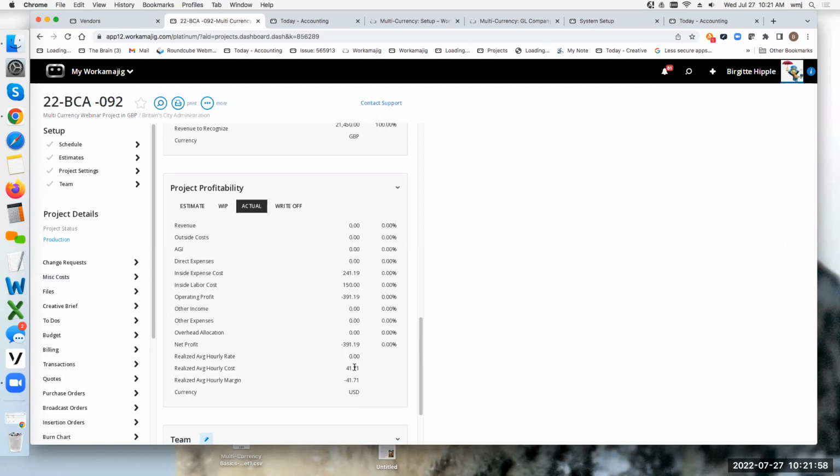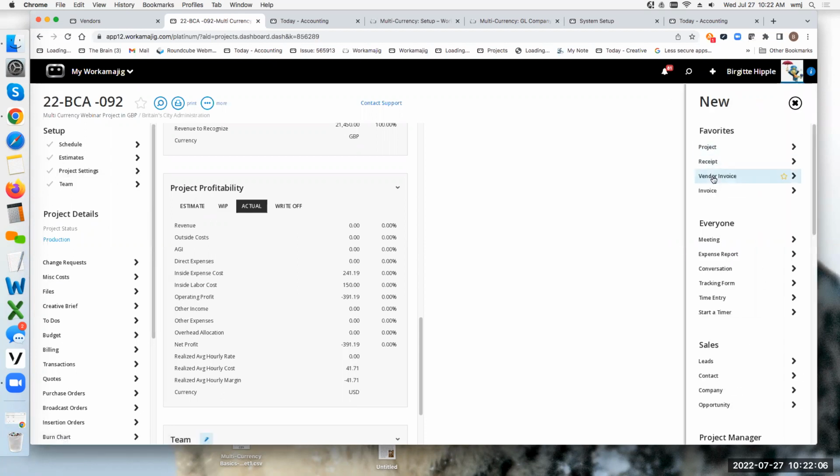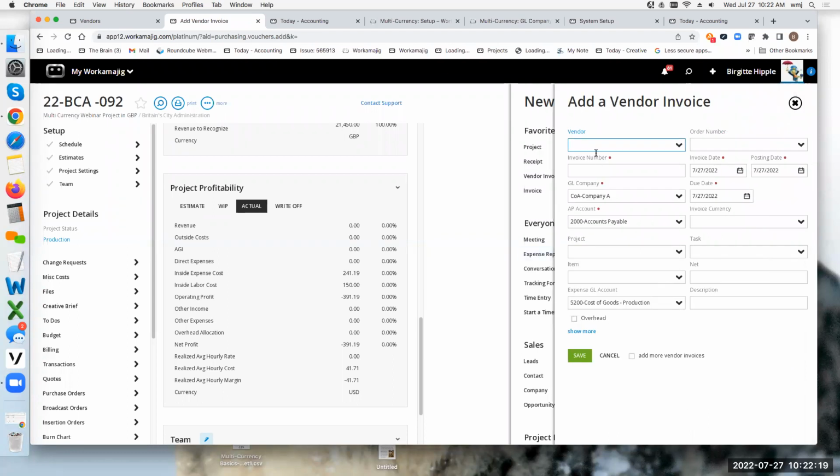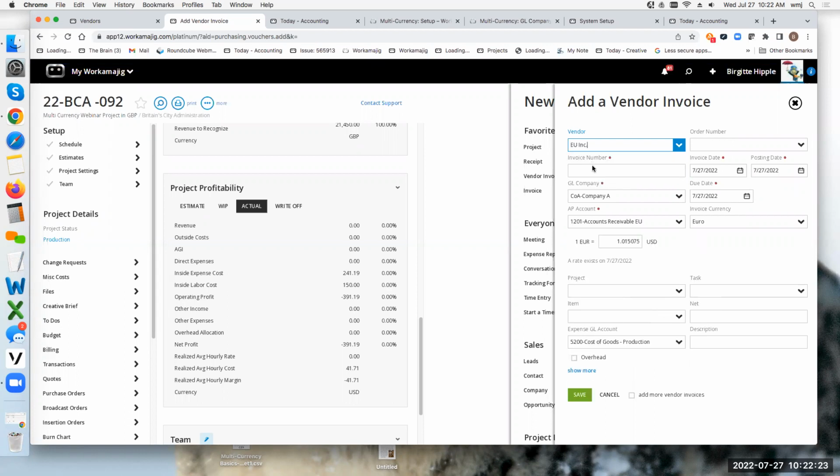When you're looking at something within the project, it's now going to be in that currency. If we want to go ahead and add a vendor invoice to this project, okay, now, this project is in British pounds. My home currency is USD. But if I go and add a vendor invoice in here and I say it's my Euro client, that's going to be working in euros rather than British pounds.